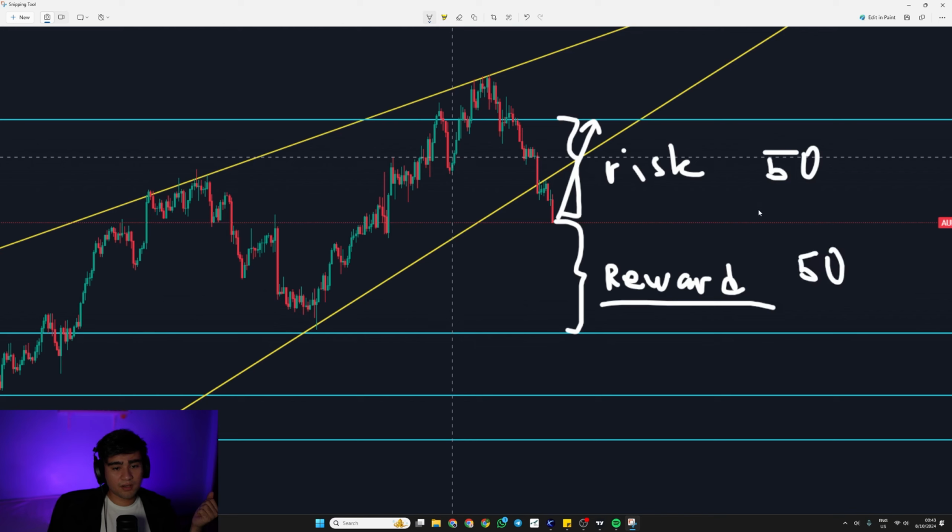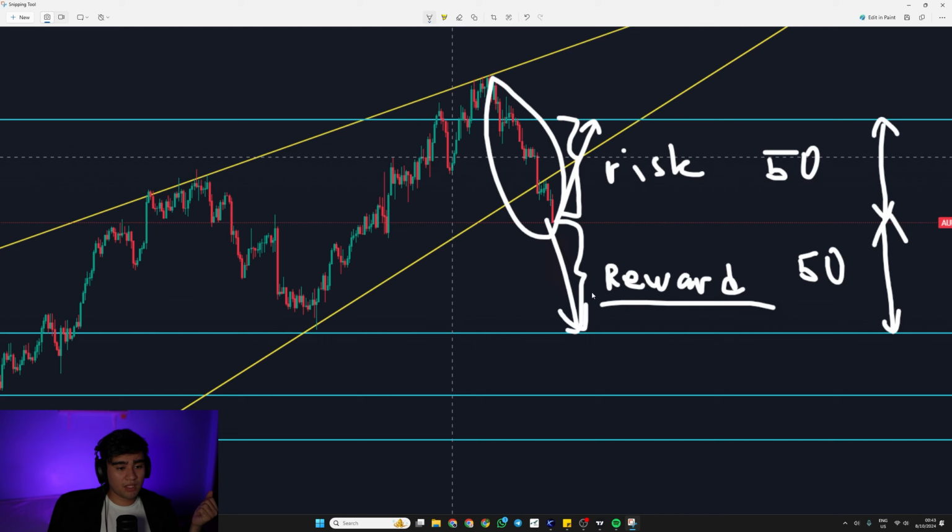Why do I say that? My risk to reward ratio is about the same. This gap and this gap is about the same, but it's been showing more bearish action as of late. So I'm more than happy to take this trade downwards. Why? Because the fundamentals are going my way.